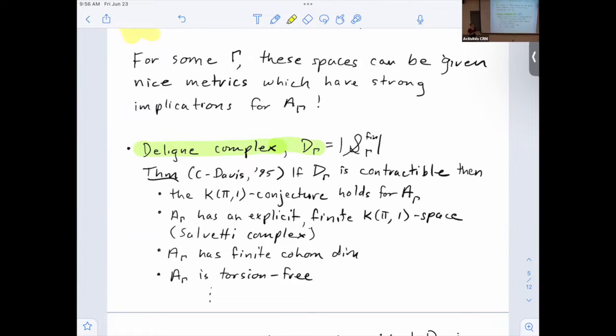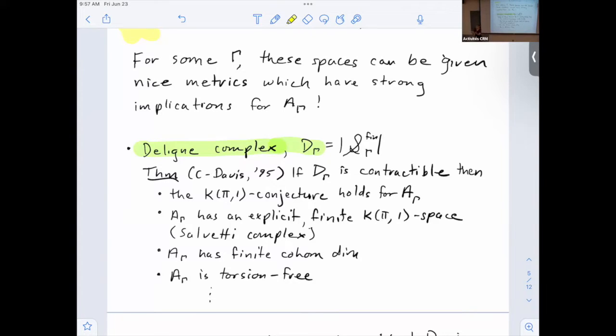So instead, let me tell you another version of the K-pi-1 conjecture, which I think will be more meaningful for you. There is a nice, beautiful, finite cell complex called the Salvetti complex, which just has one cell for each of the finite type pieces. And we know exactly what it is. We know exactly what the cells are. We know exactly its dimension. We know a lot about it. And it turns out that if the K-pi-1 conjecture holds, if this hyperplane complement is a K-pi-1 space, so is this nice finite Salvetti complex.